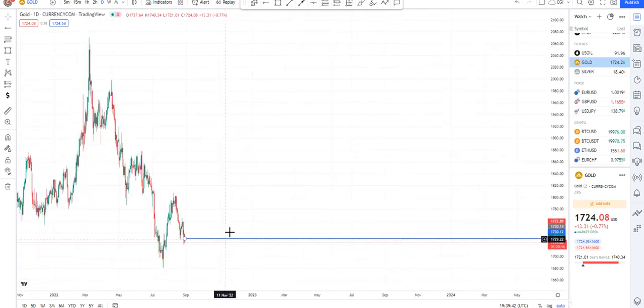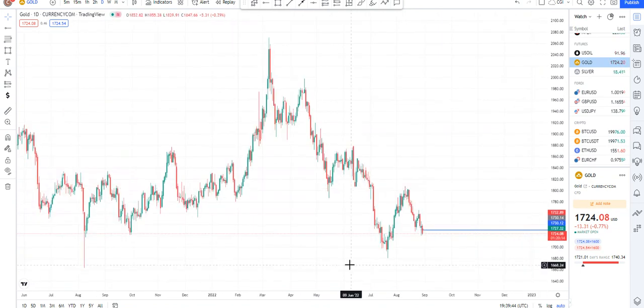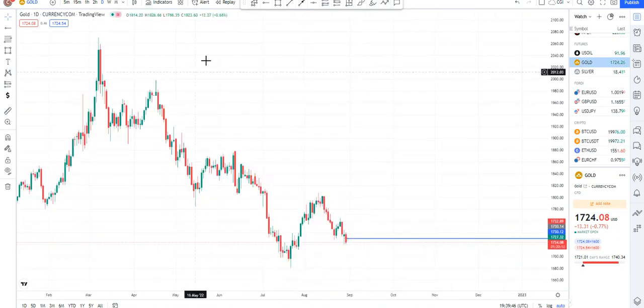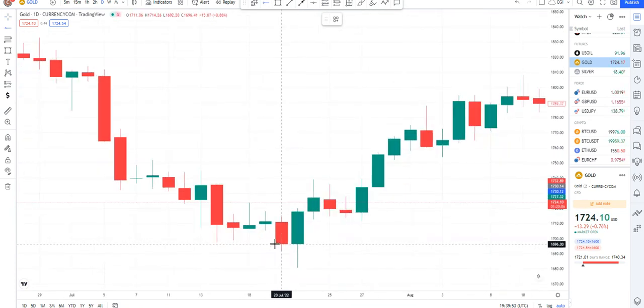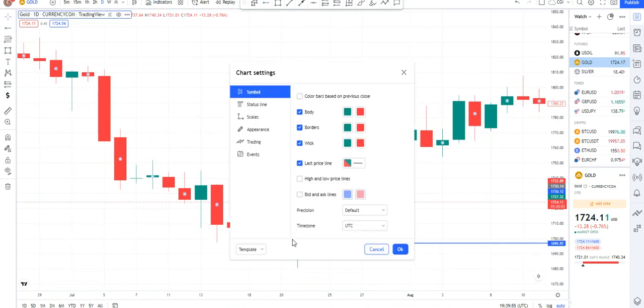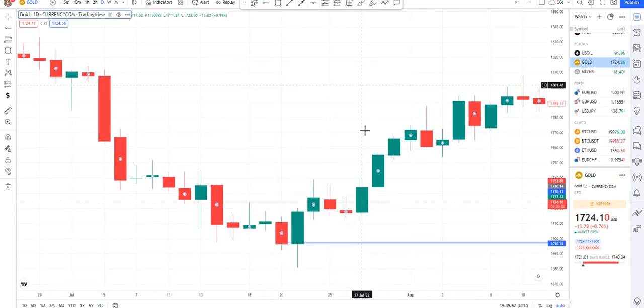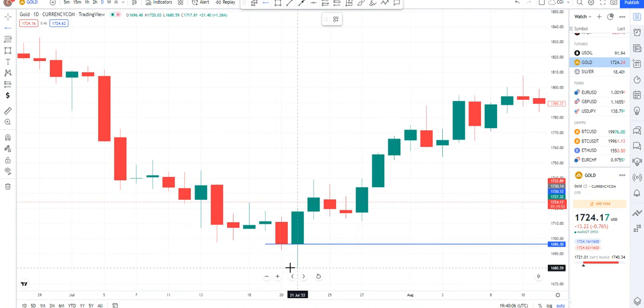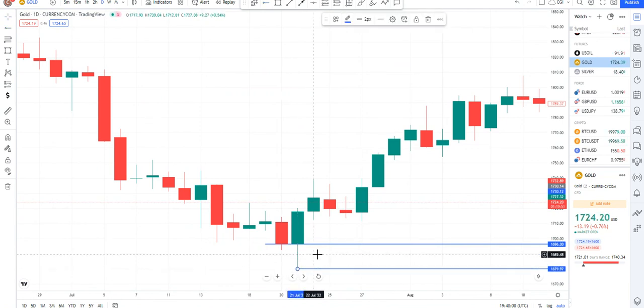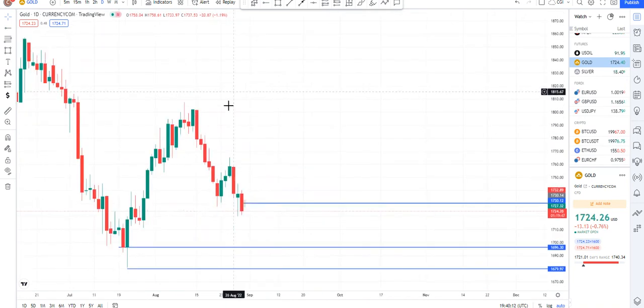Our target was here first of all, below these bodies, below the bodies, all right. First target is just below the bodies, and our final target is at the week here for external liquidity. All right, for external liquidity.